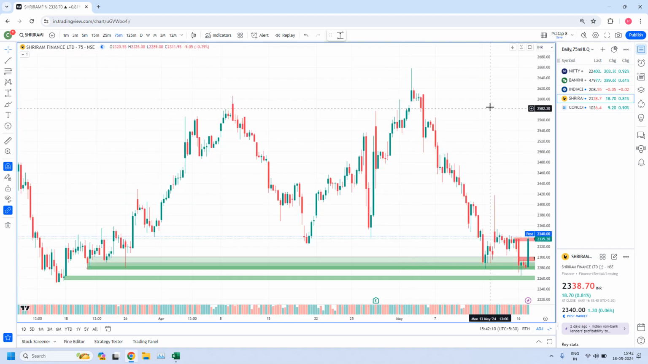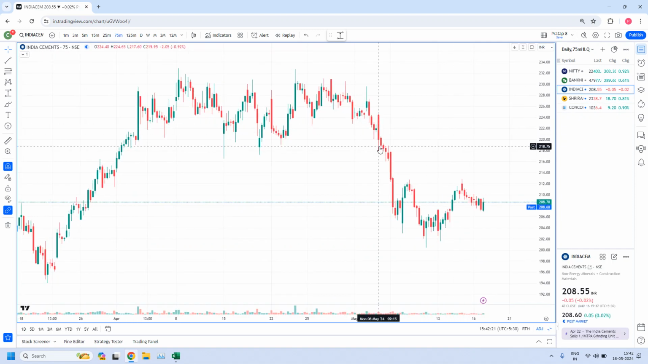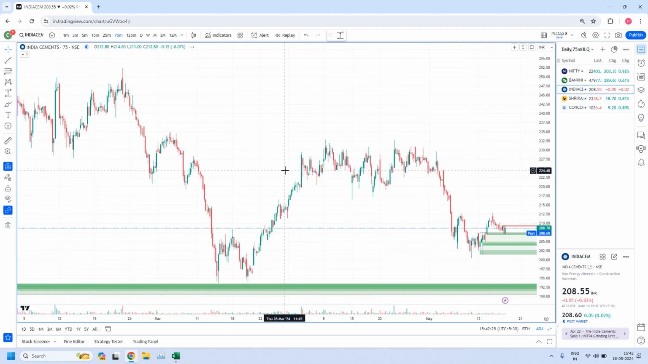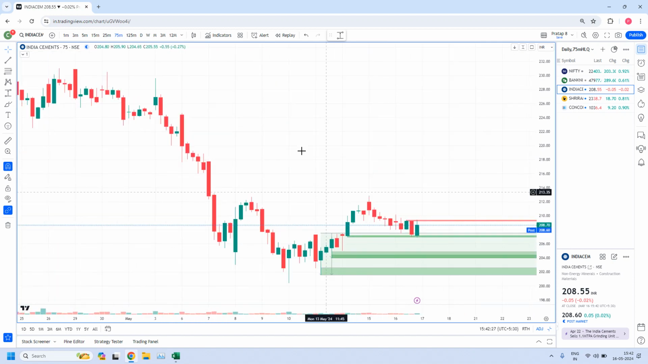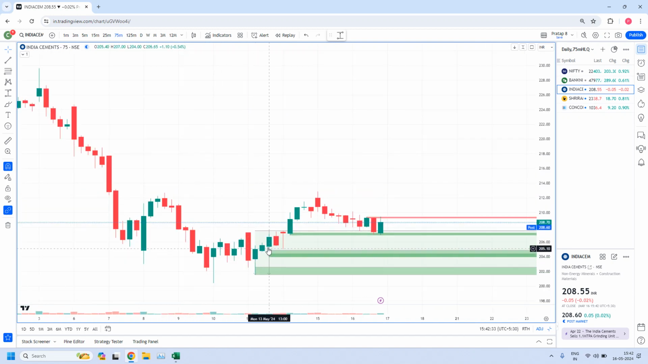And the last one, we have a third stock also. Yesterday our software identified India Cement. Even in India Cement we got a trade, but an aggressive trade. Let me show you. This is the 75-minute zone. We have a drop, 5 base candles and a rally.